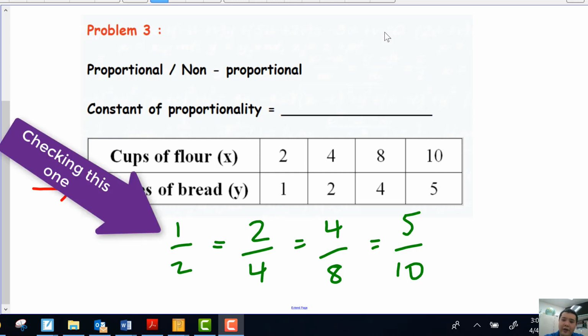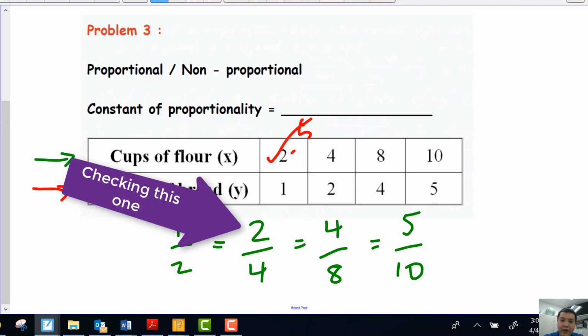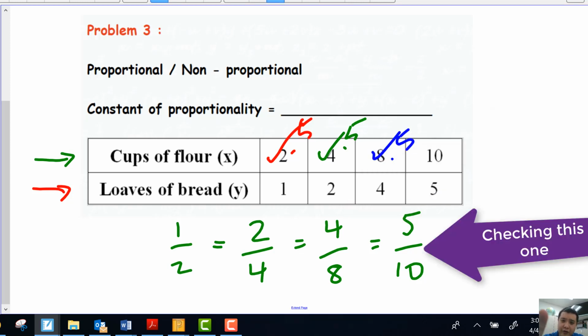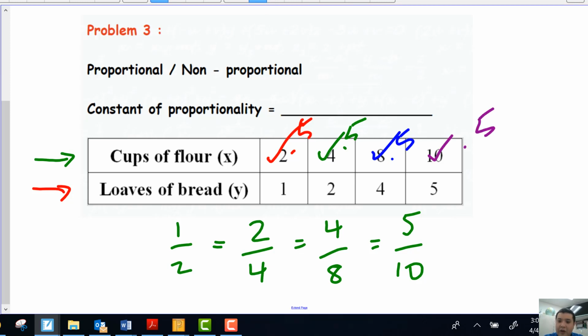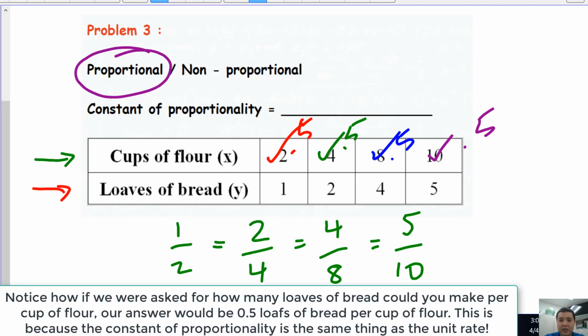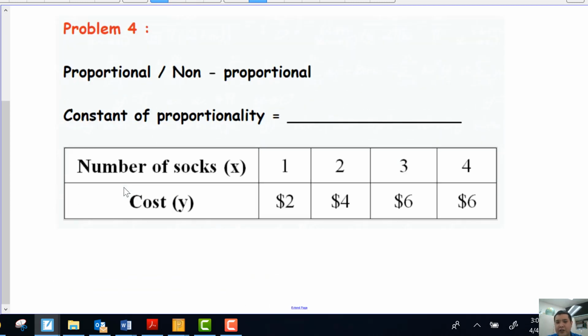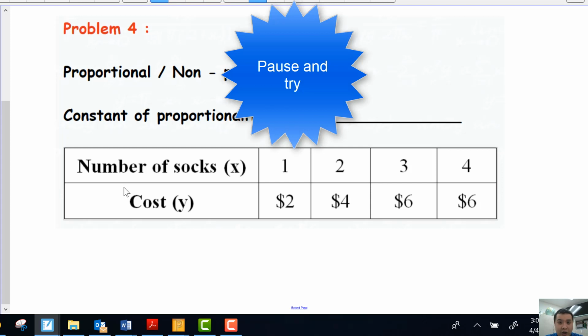So 1 divided by 2 is 0.5. So we did that one. 2 divided by 4 is 0.5. So we're good there. 4 divided by 8 is 0.5. And so far proportional. And 5 divided by 10 is also 0.5. So therefore, this is a proportional relationship with a constant of proportionality of 0.5. Take a look at this table and try and see if it's a proportional relationship or not on your own.